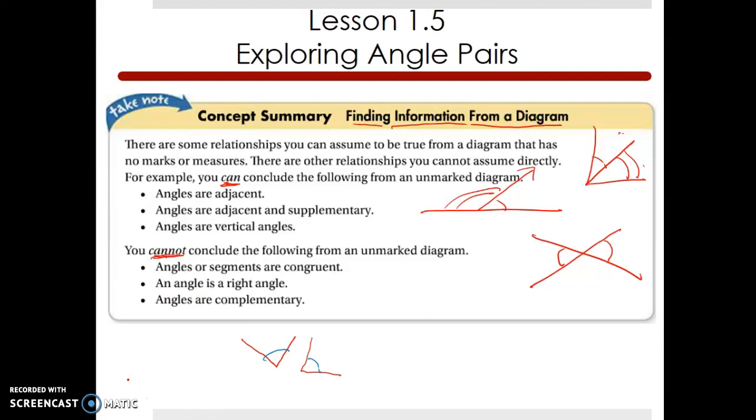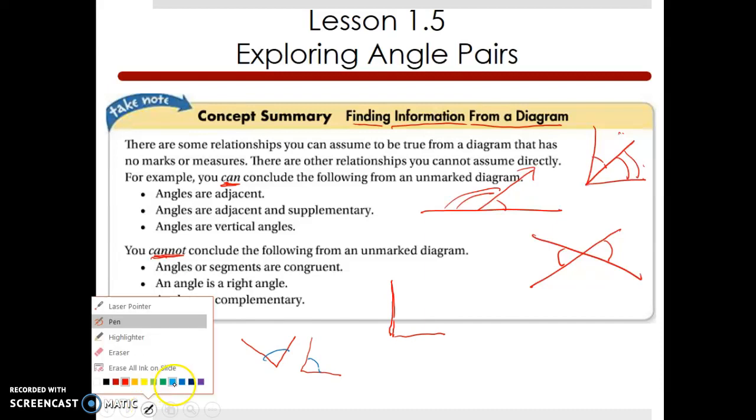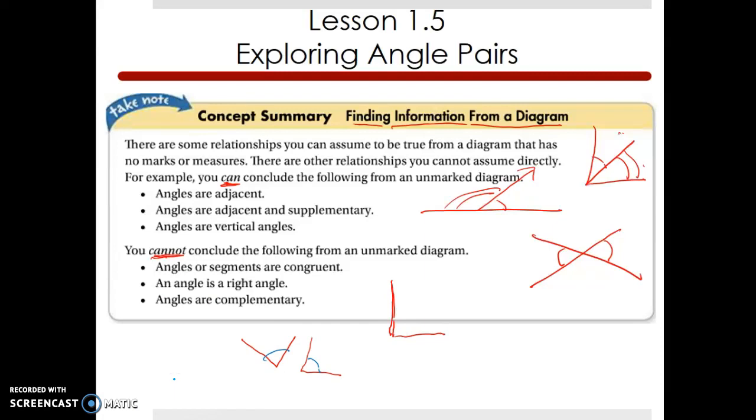The second thing is a right angle. So look at this one. This looks like a right angle, right? But again, you cannot assume that it's a right angle because it could be 89.99999. It has to have this marking for it to be a right angle. If it just looks like a right angle without the marking, you cannot assume that it is a right angle.